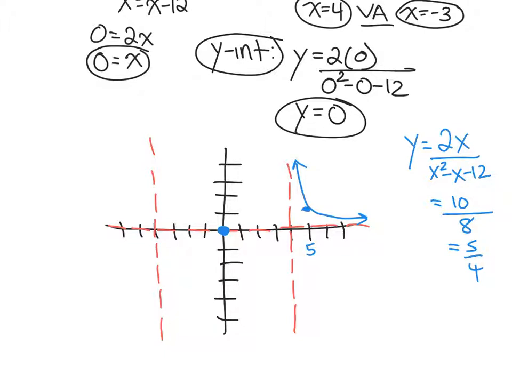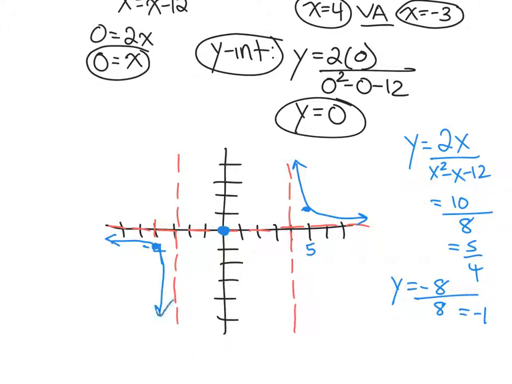Let's say I wanted to know what's happening on the far other side. Oh, I feel like I plotted that wrong. Sorry about that. Was the vertical asymptote actually negative 3? My bad, it should have been there. Okay, so let's stick in negative 4. We have 2 times negative 4, which is negative 8, divided by negative 4 squared is 16, minus negative 4, so plus 4, so 20 minus 12 is 8. That would equal negative 1, if I did that right. So we plot that there, and it's probably going to look like that.